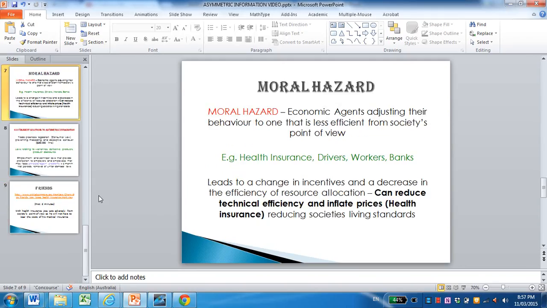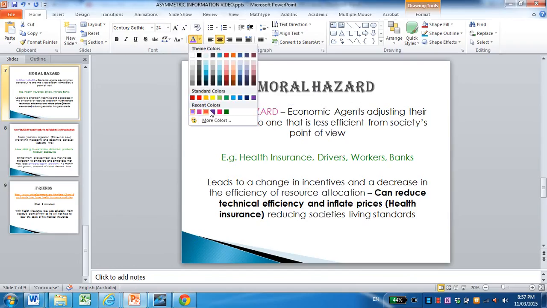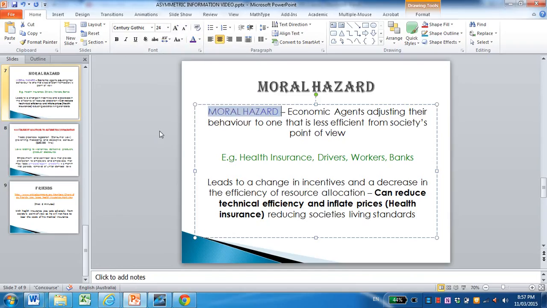The second thing you need to be aware of is this concept of moral hazard. And moral hazard, and I would always use the example of health insurance or car insurance, is when economic agents adjust their behaviour to one that is less efficient from society's point of view. At the end of this clip, I'll show you a slide from Friends that is an example I will use when you talk about moral hazard.